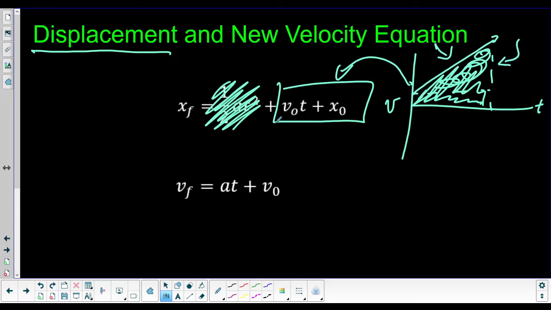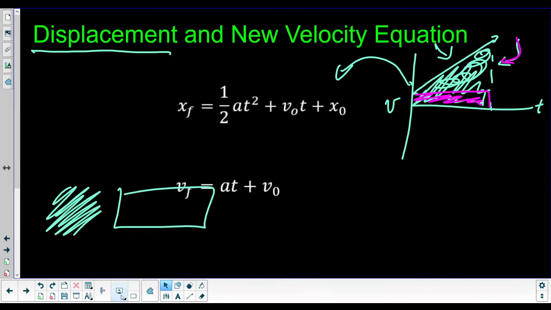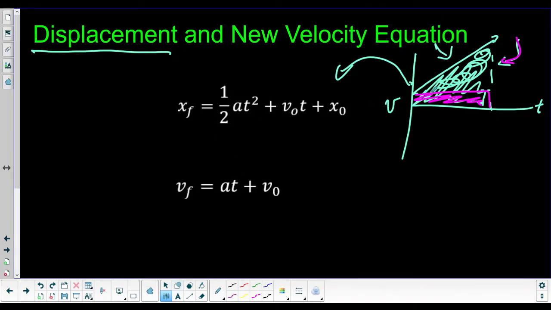We saw that this really only tells us the story of this rectangle right here, and we didn't account for this entire triangle, which is a huge part of the graph. So we need to amend it. To get this triangle on top, we're going to add a term to the front of our equation. This term is how we correct for this triangle, and the term is 1/2 acceleration times time squared.